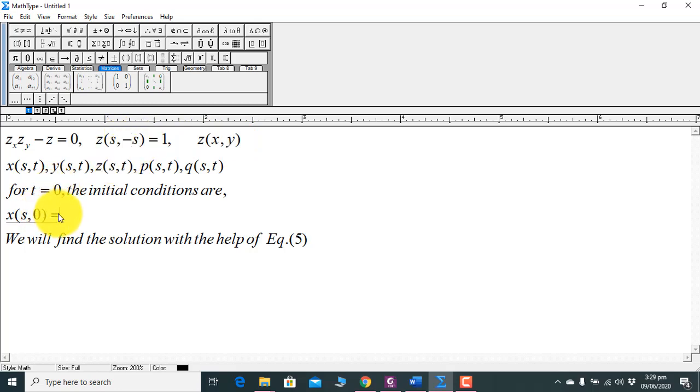So x of s comma 0 will be what? In our case it is s. And y of s comma 0 will be what? In our case this is minus s. And z of s comma 0 will be 1, because z is taken care of by the right hand side.